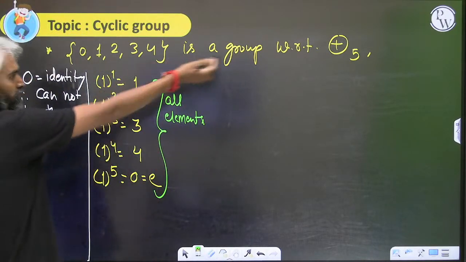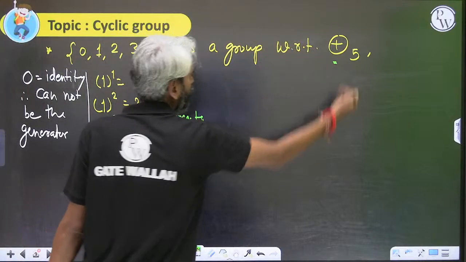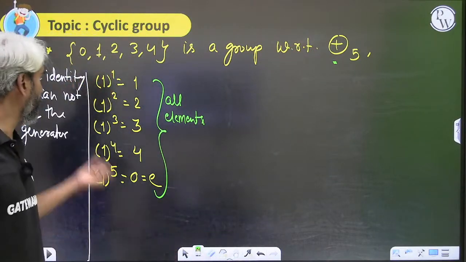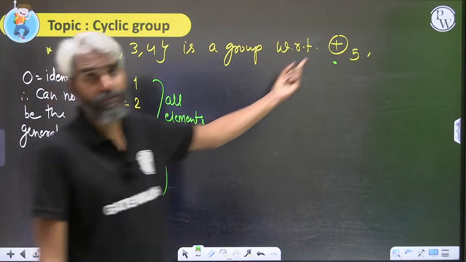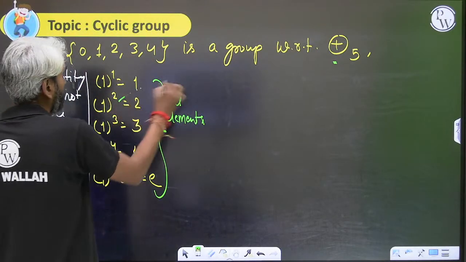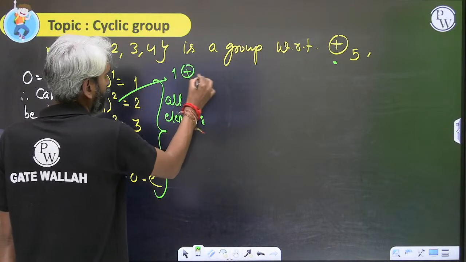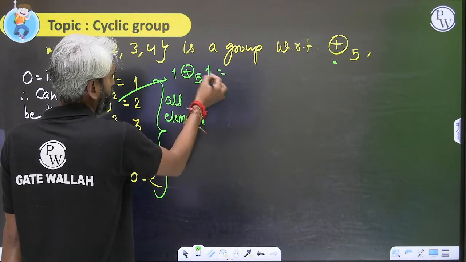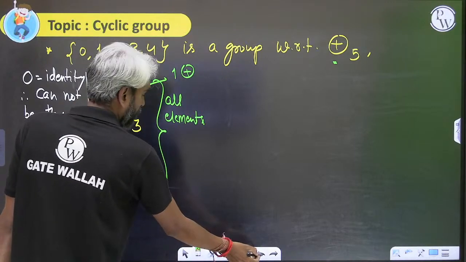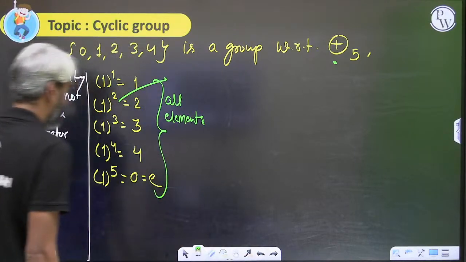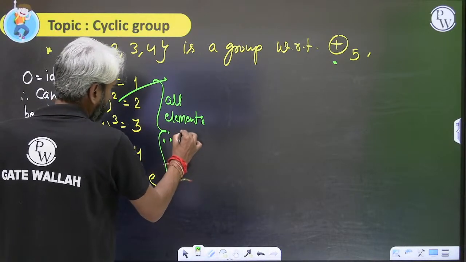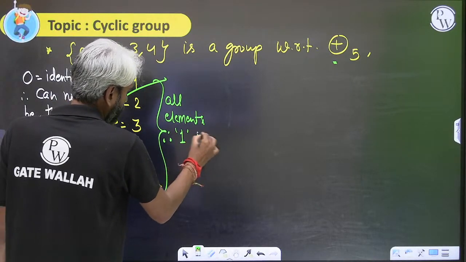Sir, why? Because the operation is addition modulo 5. Don't think that 1 square, 1 cube will always be 1. No. We are checking with respect to the binary operation addition modulo 5. So what are we doing? 1 square will be nothing but 1 addition modulo 5 with 1. The result will be 1 plus 1 divided by 5, remainder. So the remainder will be 2. That's what I'm doing. Don't get confused. Okay. Now, so all elements, therefore, 1 is the generator.